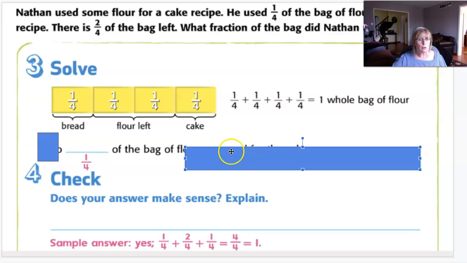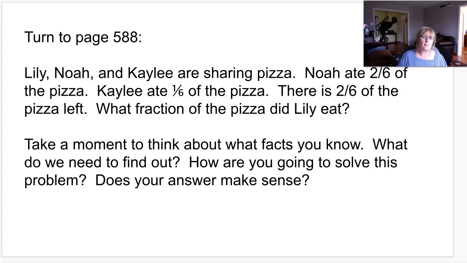Turn to page 588. Here's our problem. Lily, Noah, and Kaylee are sharing a pizza. We've all done that. Noah ate 2/6 of the pizza. Kaylee ate 1/6 of the pizza. And we know that there's 2/6 of the pizza left. What we need to find out is what fraction of the pizza Lily ate. Let's take a moment to think about what facts we do know.